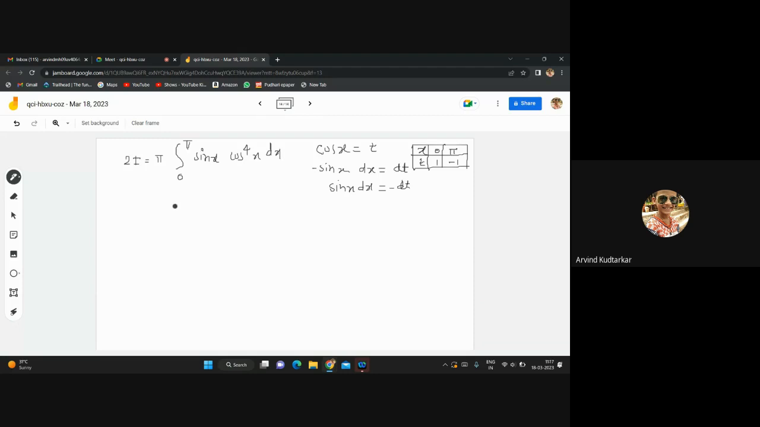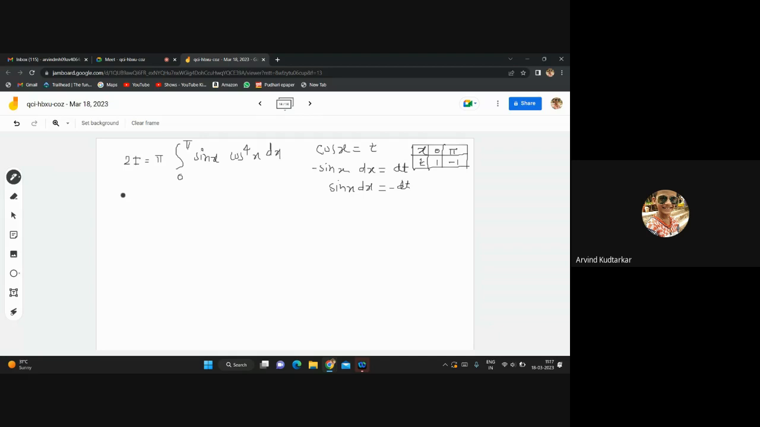So that change you have to take after substitution in this integral. So 2I is equal to pi, and the limits of this integral will be from 1 to -1. sin x dx becomes -dt, and cos x is t, so t raised to 4, sin x into dx, which is -dt.